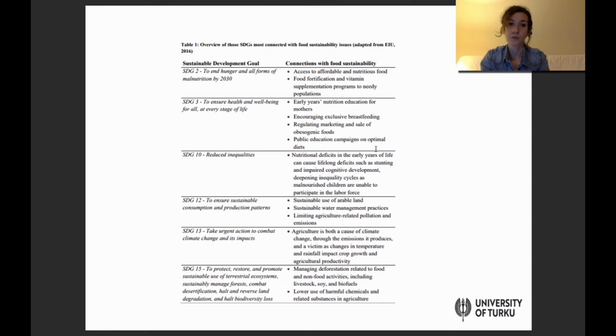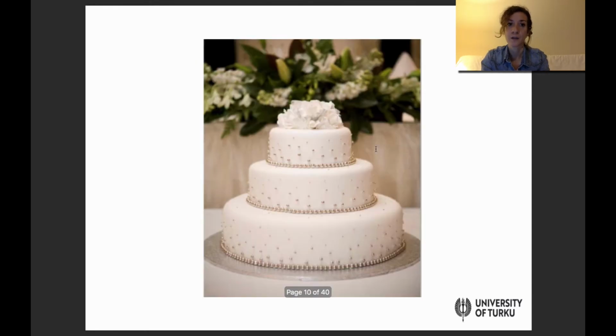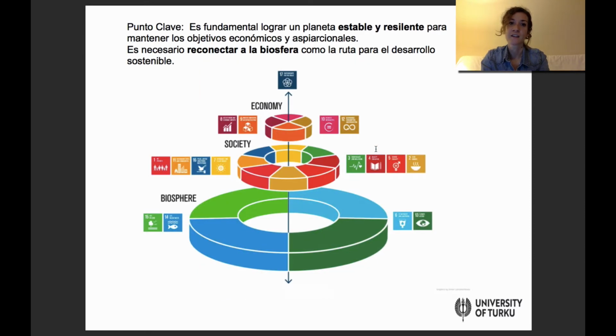But today I want to present you a bit different type of perspective on this. So let's start with a cake. I guess many of you like cakes. And so let's present the SDGs in this kind of model, in this sort of wedding cake model. This is a model that was developed by the Stockholm Resilience Center about 2 years ago in 2016.